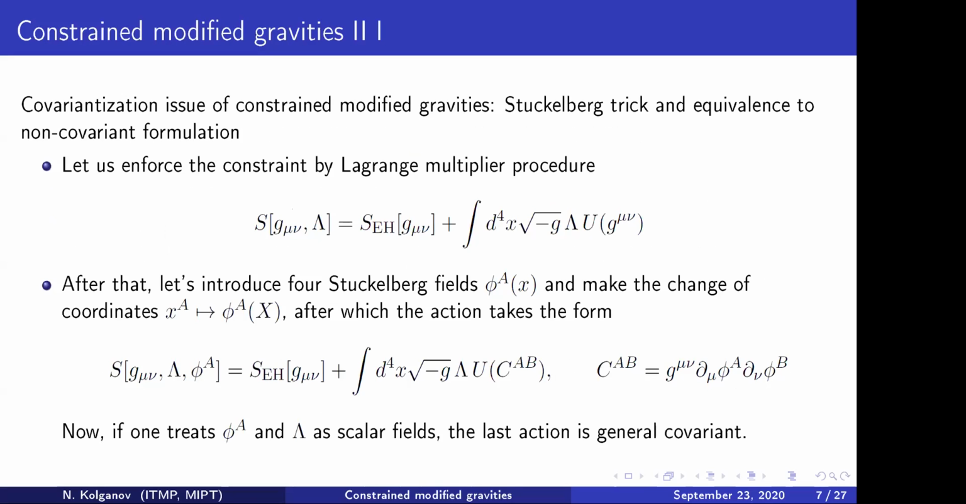So the Lagrangian formulation of such constraint modified gravities is the following. The action consists of the Einstein-Hilbert action plus a Lagrange multiplier part, which is the Lagrange multiplier multiplied by the constraint U of g mu nu. All we know is that at least at low energies, all theories should be Lorentz invariant and maybe Lorentz covariant. So we should covariantize such a theory to make it Lorentz invariant.